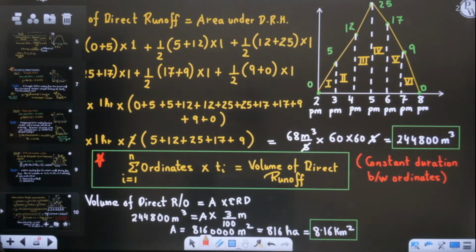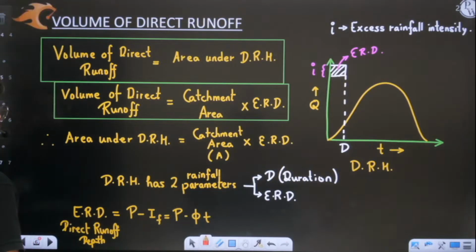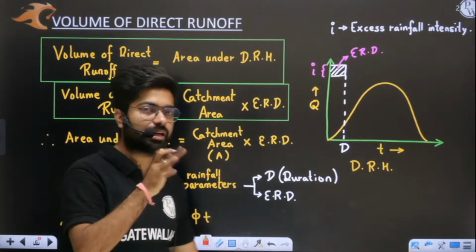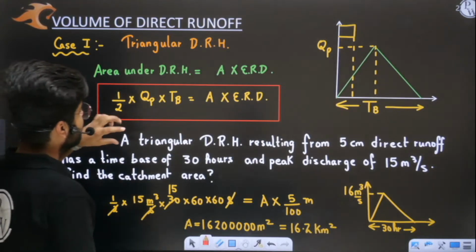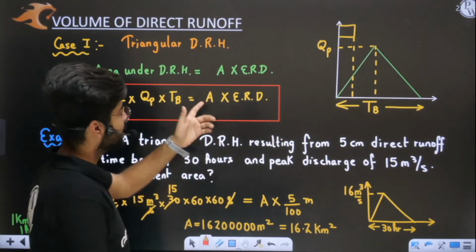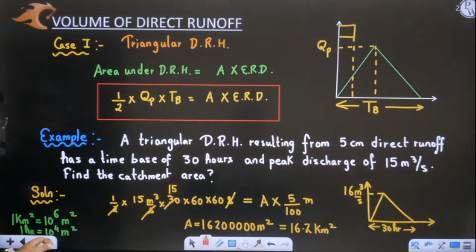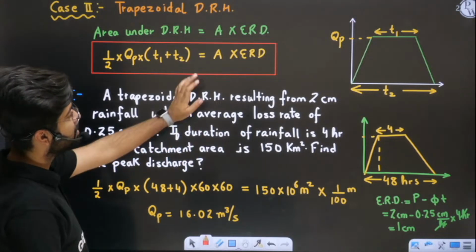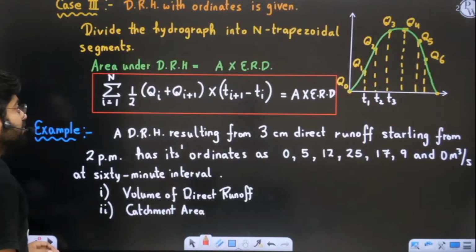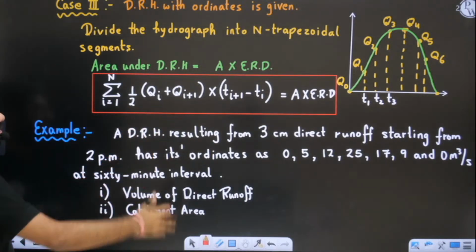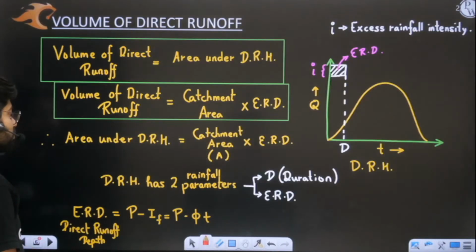Okay, sir. I have understood all these cases very clearly. So from this concept, three kinds of questions are framed in your GATE examination. The very first one is they will give you a triangular DRH. Sometimes they will ask you to find the area, sometimes the effective rainfall depth. In this, use this equation and get the answer. Secondly, they will give you a trapezoidal DRH in which they will sometimes ask you the effective rainfall depth, sometimes the area, sometimes the peak discharge. And sometimes they will give you a DRH with different ordinates where you have to use this concept. So you can simply use it and get the answer.